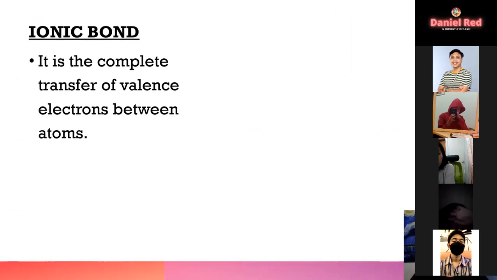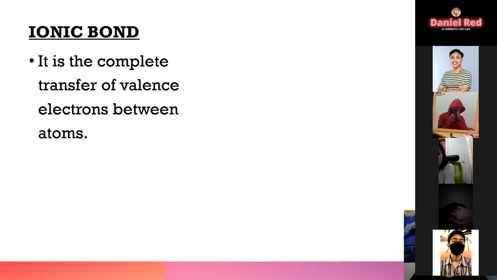A very good example of ion-ion interaction is the ionic bonding. So you have the two, the covalent bonding and then the ionic bonding. A review lang: what is covalent bonding? Covalent bonding occurs wherein there is a sharing of electrons, while for ionic bonding, there is a transfer of valence electrons between atoms.